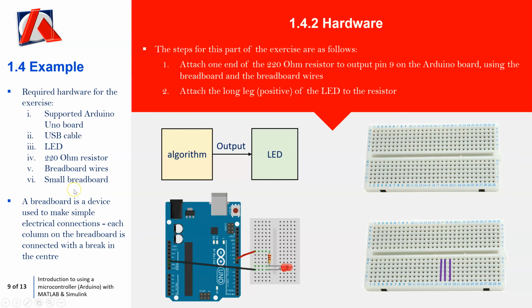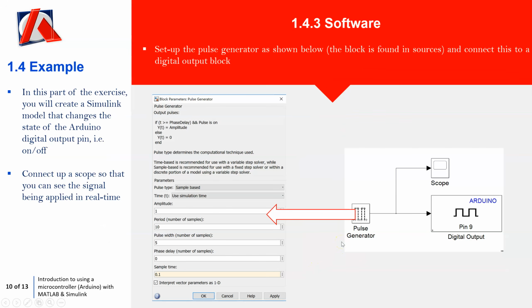Okay, so you can see a list there of the required hardware that you need if you want to undertake this exercise in your own time, and the steps are given here as I've just explained. Be aware that when you're doing this example, make sure you attach the long leg, the positive of the LED, to the resistor. Okay, so the long leg. If you've got some resistors, you'll see that.